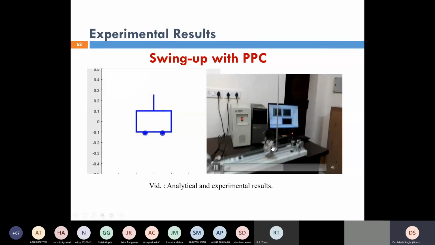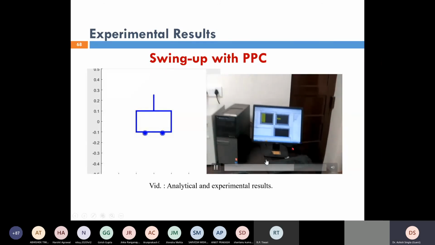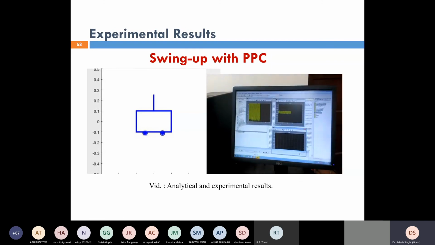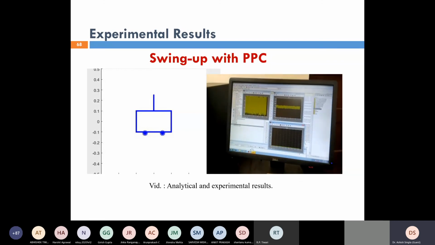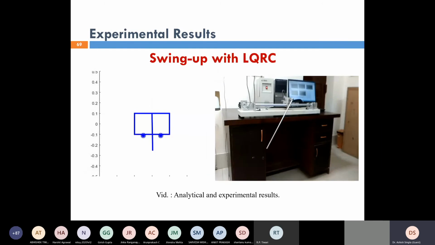So here you can see there is a lot of jerky motion. This jerky motion is there because of the unmodeled dynamics, which the pole placement controller is not able to manage. So next comes the LQR controller, which is an optimal control. Here you can see the result is far better than the pole placement control.